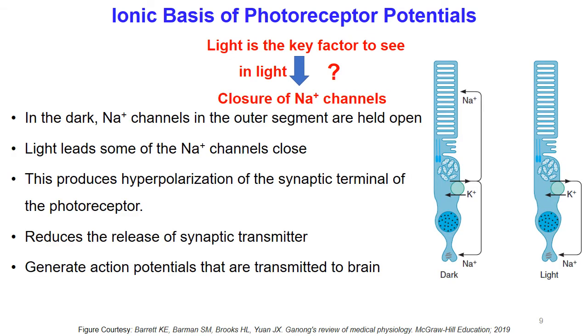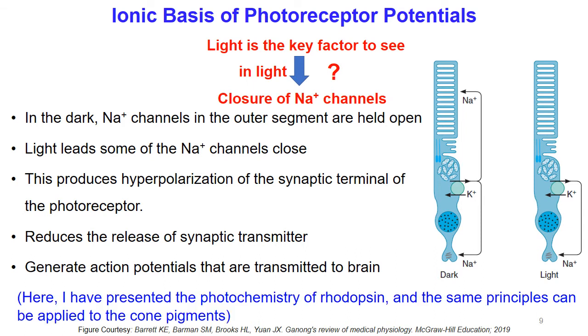In dark, sodium channels in the outer segment are held open. When light enters, some of the sodium channels close. This produces hyperpolarization of the synaptic terminal of the photoreceptor. This in turn reduces the release of synaptic transmitter. This generates action potentials that are transmitted to the brain. Here I have presented the photochemistry of rhodopsin, and the same principle can be applied to the cone pigments.